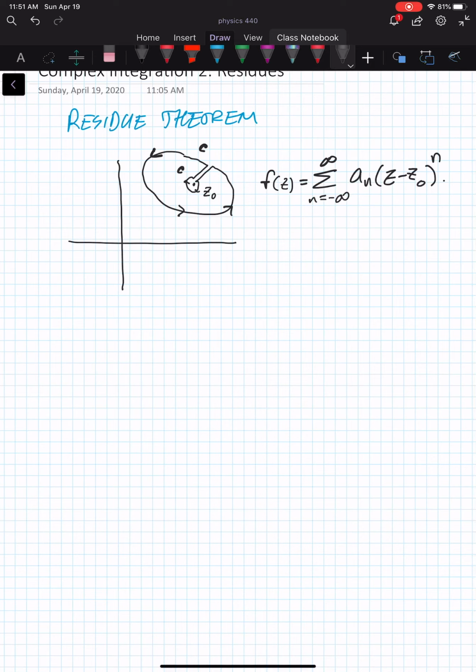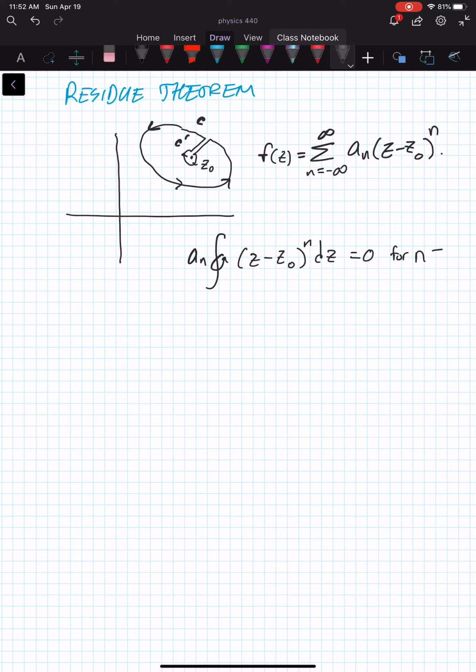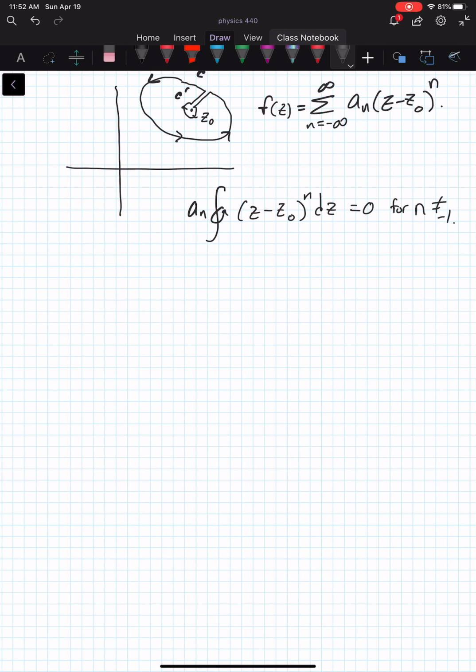small contour that captures the singularity. Now, one of the things I showed last time was that the integral of a sub n times z minus z sub 0 to the n dz is equal to 0 for n not equal to minus 1, essentially because if you look at that integral, there aren't any singularities you have to worry about. Anything that blows up, in other words, like a log of z, that kind of pathology.